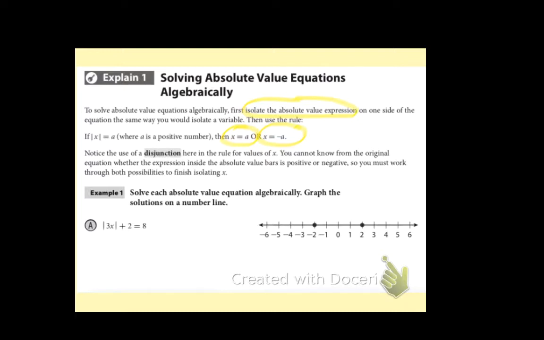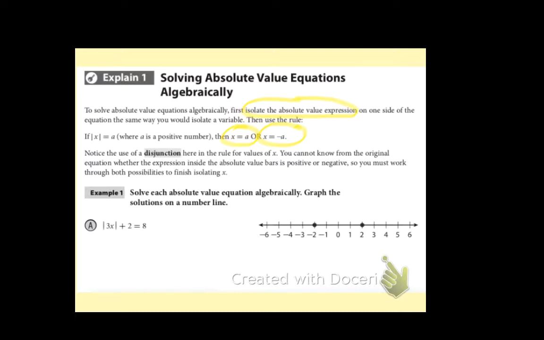So we're just going to consider those two possibilities, and notice the use of a disjunction here in the rule for the values of x. You cannot know from the original equation whether the expression inside the absolute value bars is positive or negative, and so since we can't tell, we must work through both possibilities and consider the two different directions we could be going.